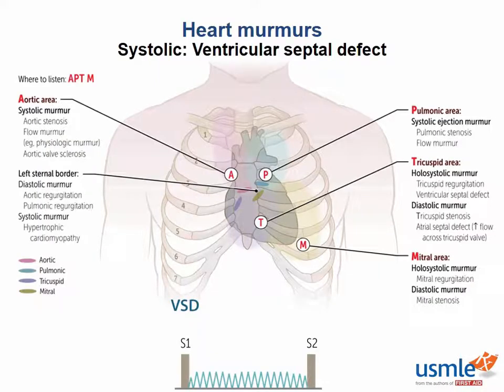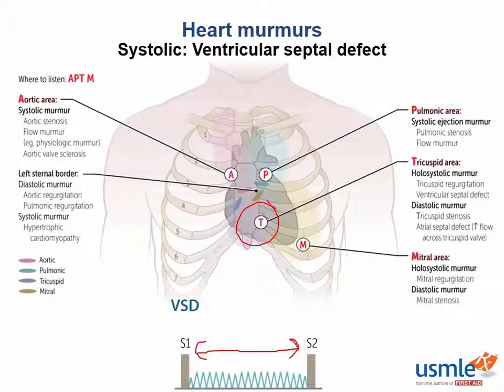The murmur is best heard in the tricuspid area because the right ventricle is closest to the chest wall in this location, which is the fifth intercostal space along the left parasternal border. Similarly to mitral and tricuspid valve regurgitation, VSD is a holosystolic murmur. It is a murmur that is heard, appreciated through the entirety of systole.